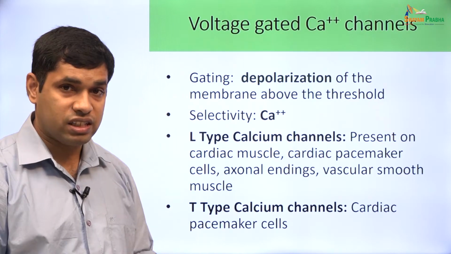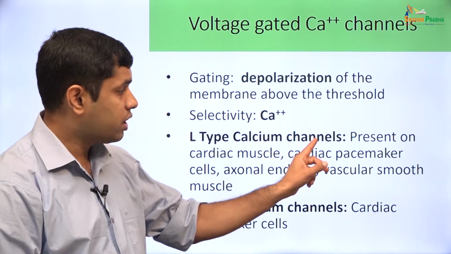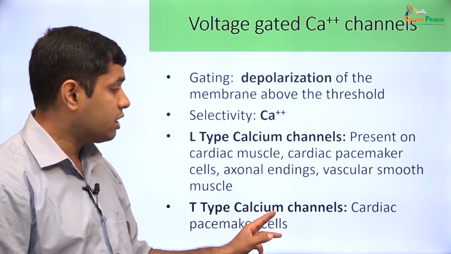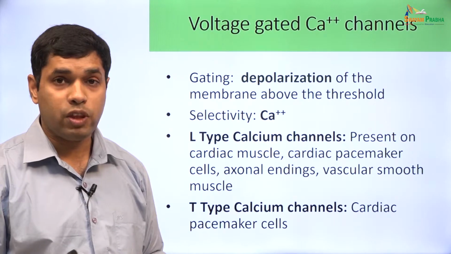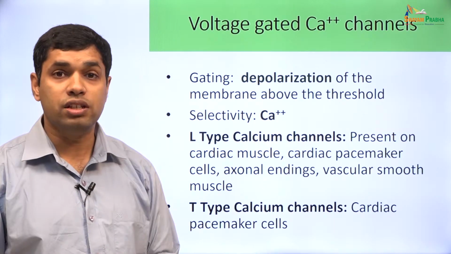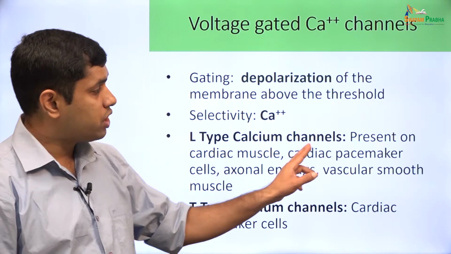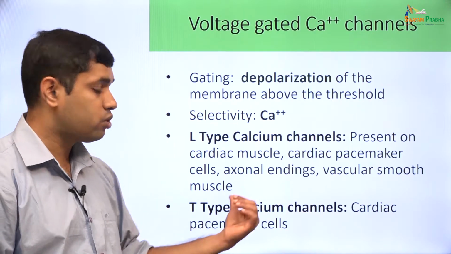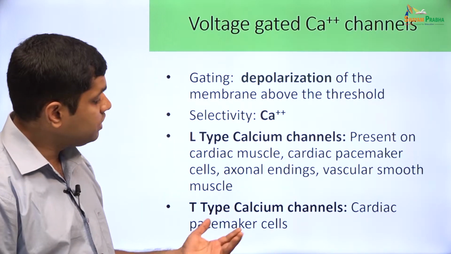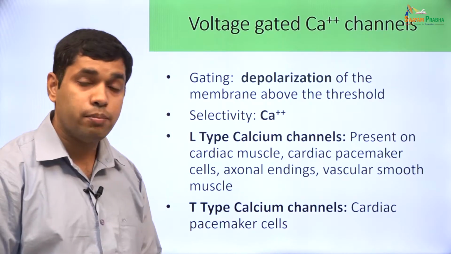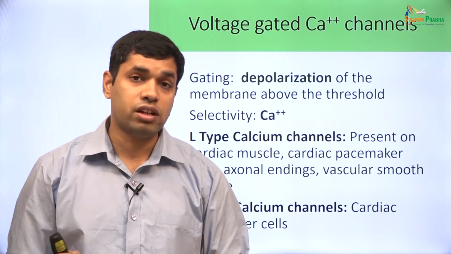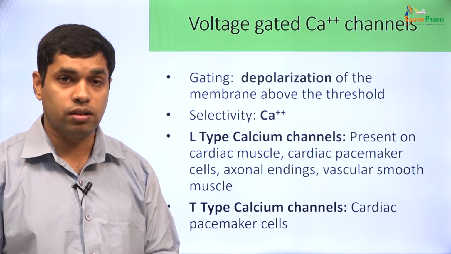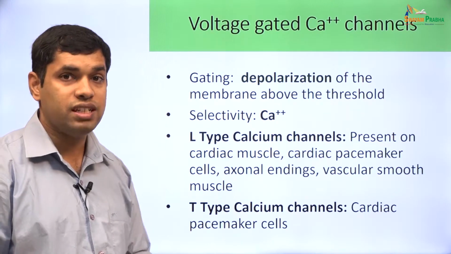There are two types that are described. One is the L-type calcium channel, L for a long-lasting or a longer effect that it has, and the T-type calcium channel, which is a transient channel, or its effect is only transient, its opening is transient. So this L-type calcium channel is present on the cardiac muscle cells, the pacemaker cells, it's present in the axonal nerve endings and also present in vascular smooth muscle. Whereas the T-type calcium channel is primarily seen in the cardiac pacemaker cells. So voltage-gated calcium channels, there are two important ones. One is the L-type calcium, L for a longer lasting current, and the T is for the transient or the T-type calcium channel.